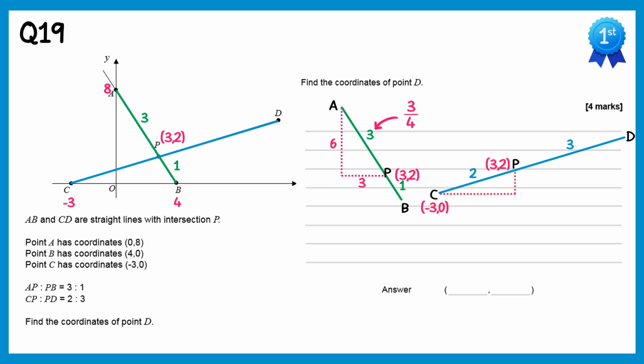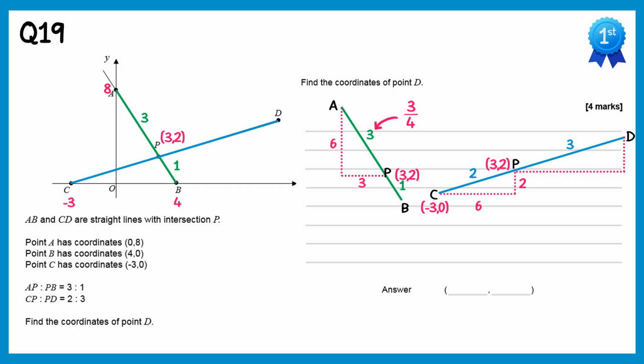Horizontally we go from negative 3 to 3, that's a journey of 6. Vertically we go from 0 to 2, that's a journey of 2. Now how about going from P to D? Well, the line is split into the ratio 3 to 2, so if the previous journey represents 2 and this journey represents 3, it's just 50% more, or the same journey and an extra half.